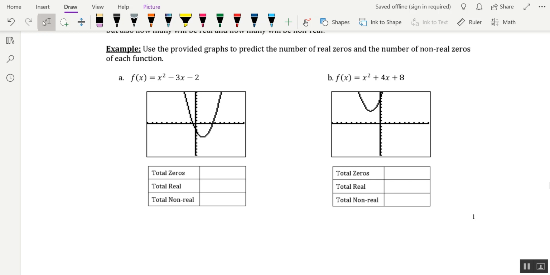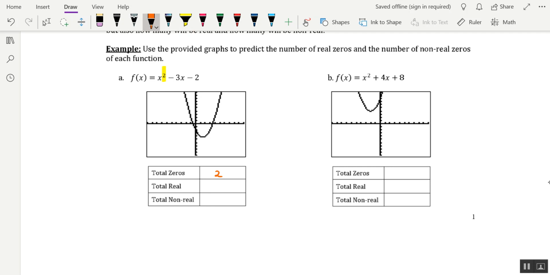In this video, I'm going to show you how you can classify the types of zeros that you're going to get with a polynomial function's graph. So let's start with example part A. We got f of x equals x squared minus 3x minus 2. First and foremost, because this is a degree 2 polynomial function, the total number of zeros that this is going to have is 2.